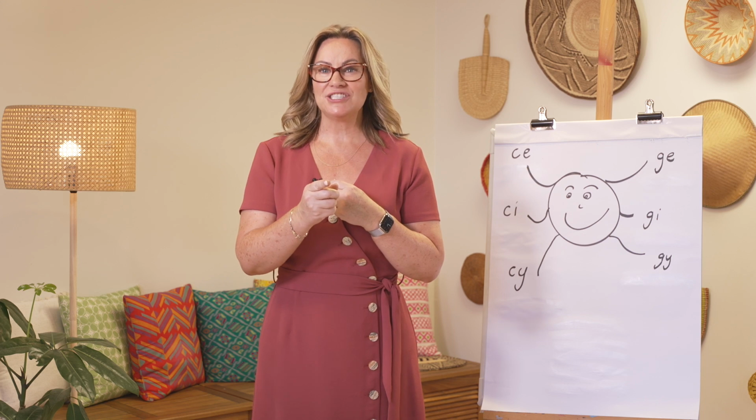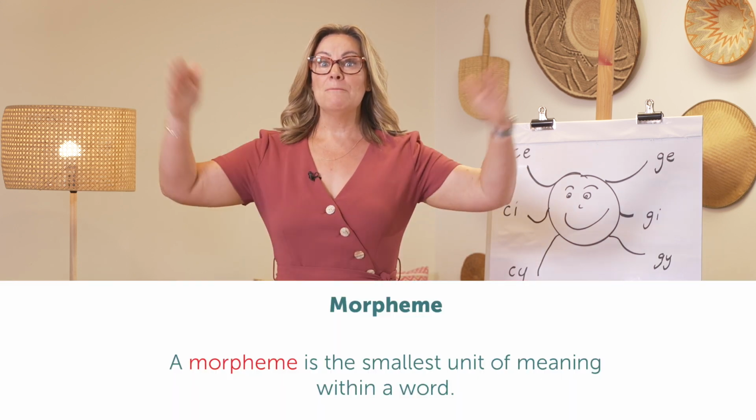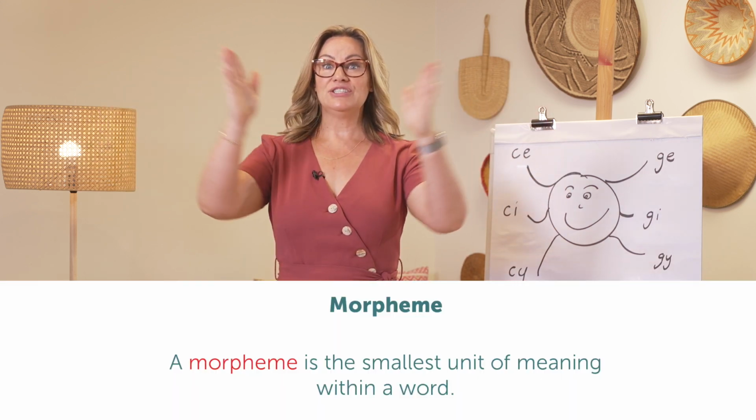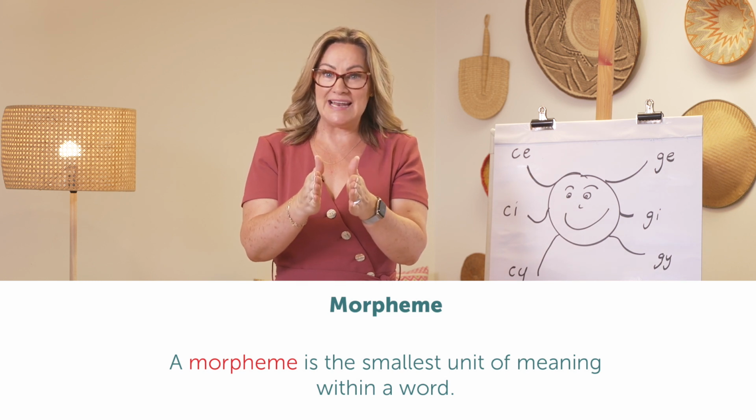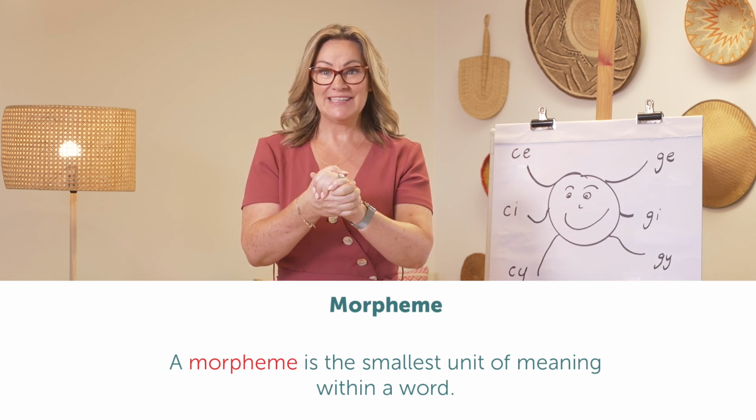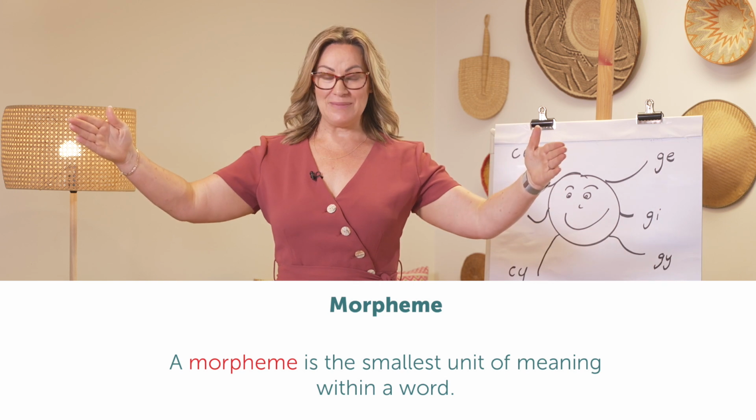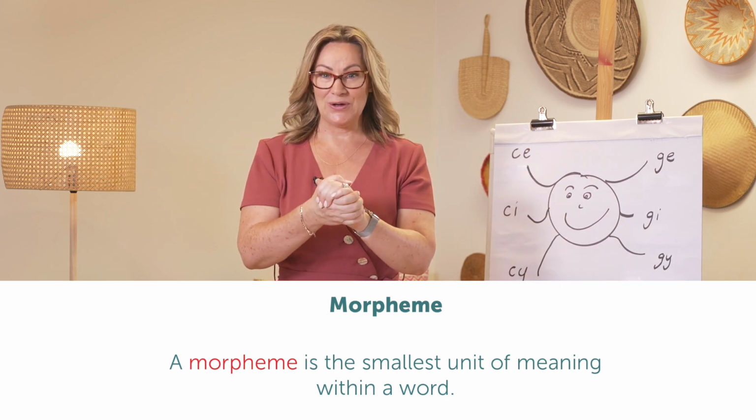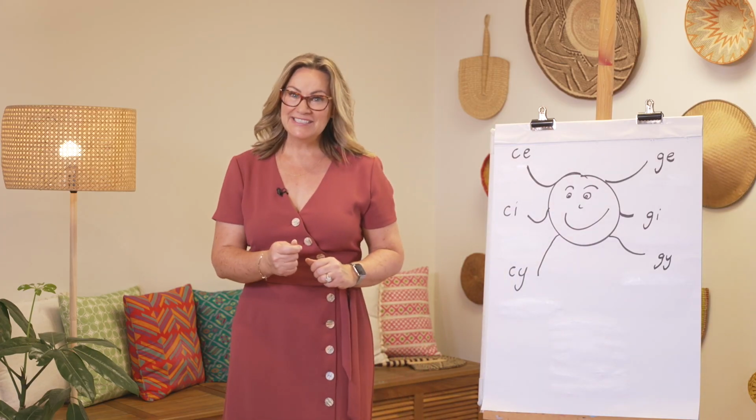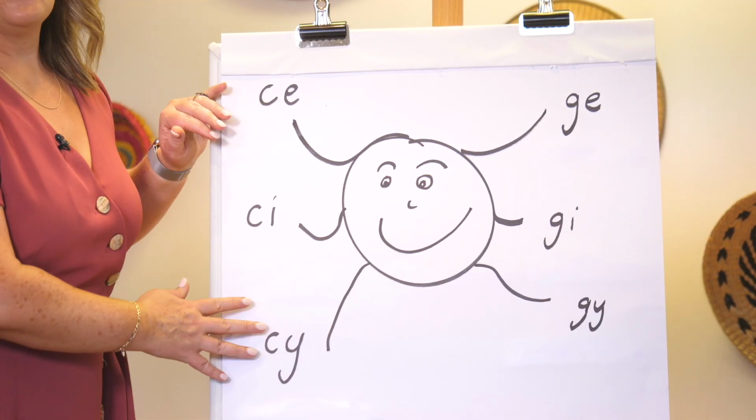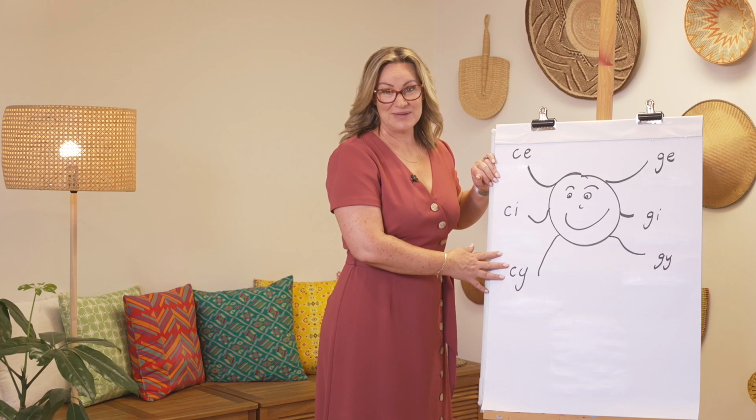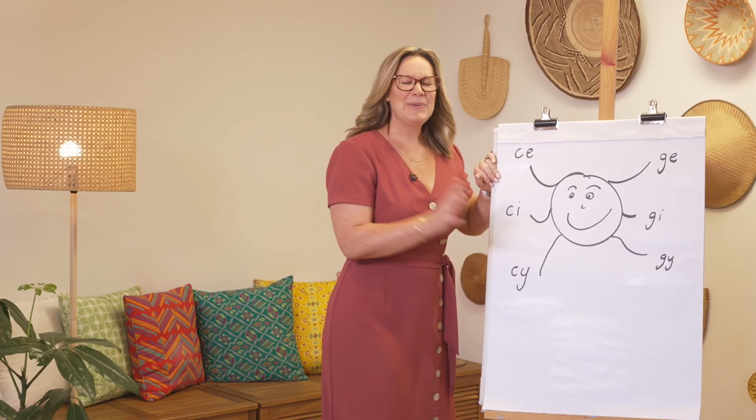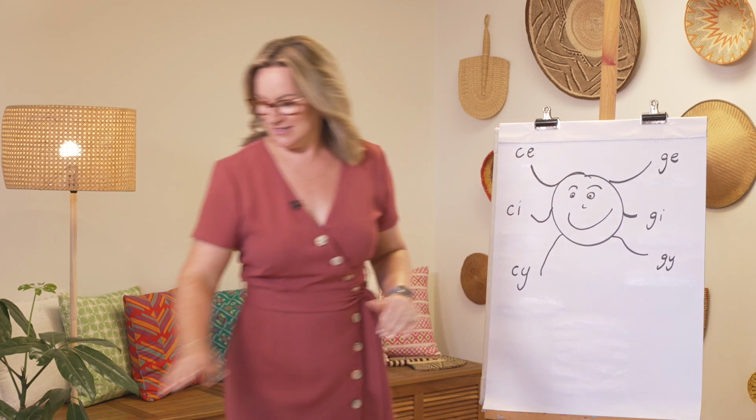So I'll do the actions, you follow along. A morpheme is the smallest unit of meaning within a word. Let's repeat it. A morpheme is the smallest unit of meaning within a word. Fantastic. Okay, let's start with a review of your independent task from yesterday. How did you go? I would love to see your Gentle Cindys.